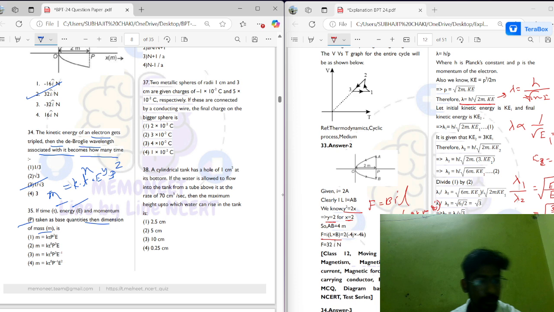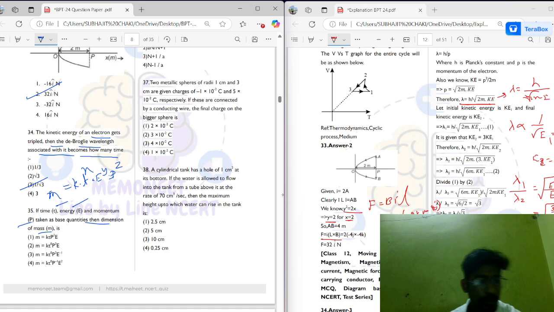Two metallic spheres of radius 1 and 3 are charged minus 1 and 5, respectively, Q1 and Q2. If these are connected by a conducting wire, the final charge on the bigger sphere, there will be charge transfer. Okay. Total Q will be Q1 plus Q2. That is, the charge will be minus 1 plus 5 means 4, 10 to the power minus 2.